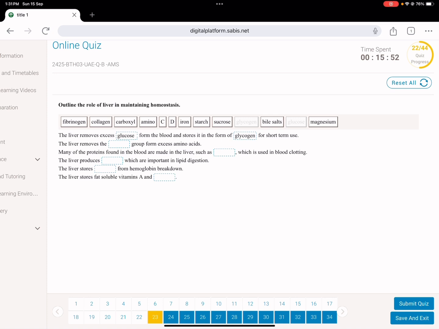And then the liver removes the nitrogen group or the amino group from excess amino acids. Remember we said what was the process called? Deamination. We mentioned that in our first video. And many proteins found in the blood are made in the liver, for example fibrinogen, which is used in blood clotting. And the liver also produces bile salts. The liver also stores iron, and the liver stores fat-soluble vitamins. Remember, 2 fat-soluble ones were A and D.